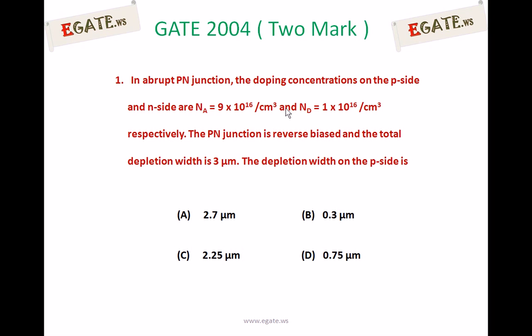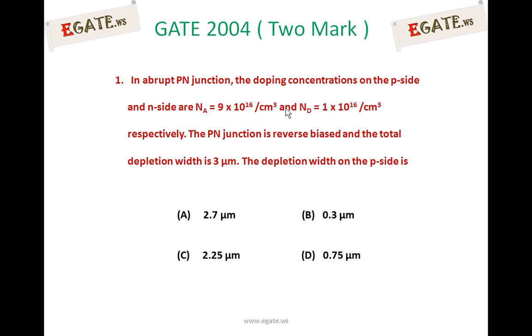In an abrupt PN junction, the doping concentrations on the P side and N side are Na equal to 9 into 10 power 16 per centimeter cube and Nd equal to 1 into 10 power 16 per centimeter cube respectively. The PN junction is reverse biased and the total depletion width is 3 micrometer. The depletion width on the P side is: A, 2.7 micrometers; B, 0.3 micrometers; C, 2.25 micrometers; D, 0.75 micrometers.